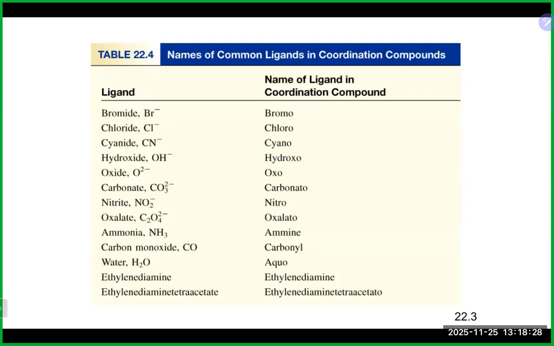Here's some other common ligands. If you got carbonate, carbonato, oxalato, aquo, and these are our ethyl, that's our EDTA down there. And that's obviously quite a big name as you go through there.